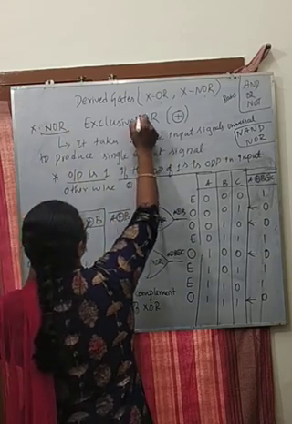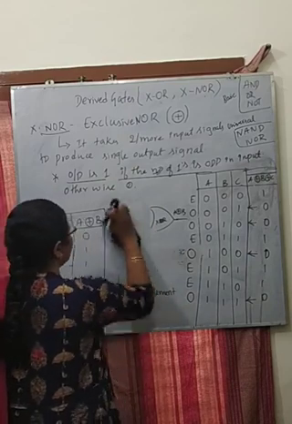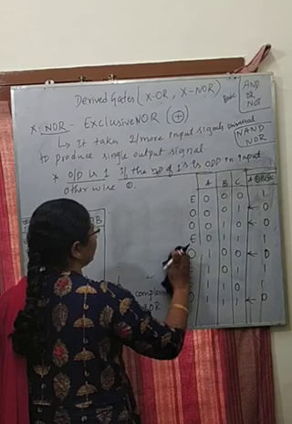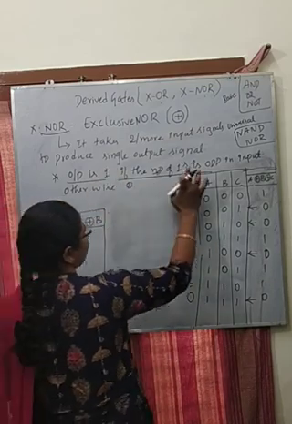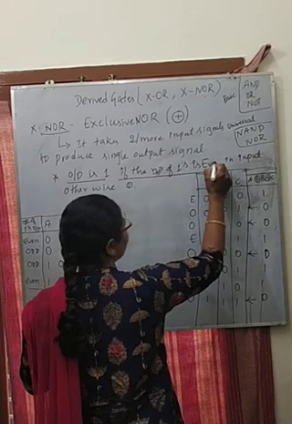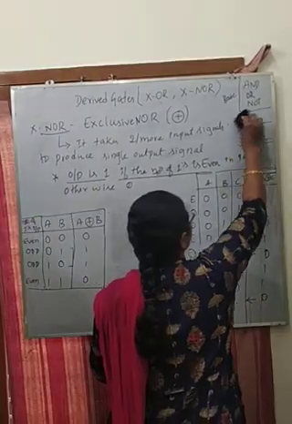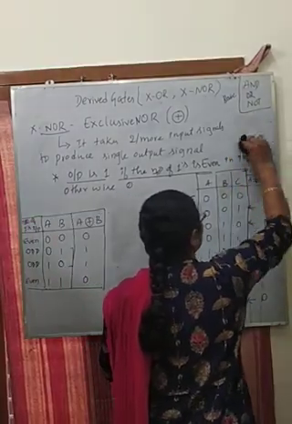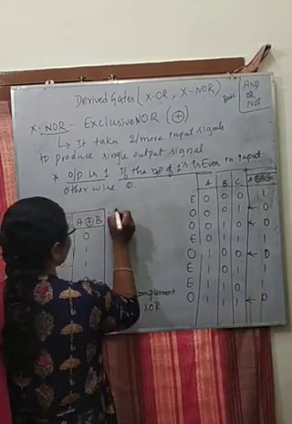Do you remember how to write the NOR gate symbol? Similarly, here also we can write the NOR gate symbol. Output is 1 if the number of ones is even. If the number of ones is even, then the output is 1. Otherwise, the output is 0.